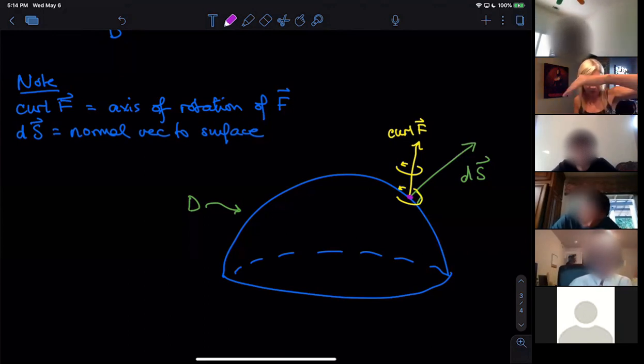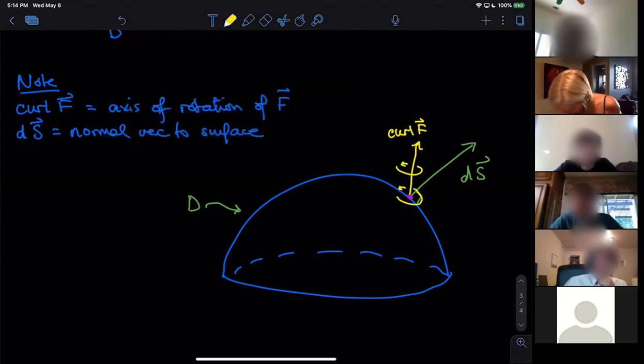Let's pretend this is part of the hemisphere. Then this is the curl vector. This is the normal vector, but the curl vector is angled a little bit. It's not quite the same as the normal vector. So if it's like this, then this rotation is sort of going in and out of the surface. So it's rotating in a plane that's not really parallel to the surface. It's kind of cutting through the surface a little bit.